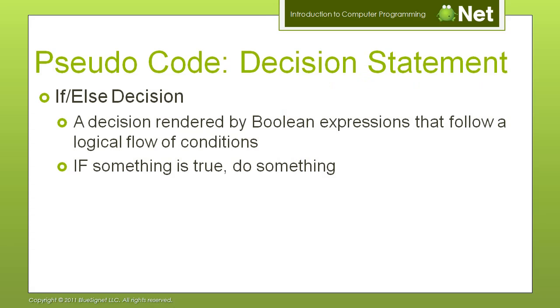Another element of pseudocode is going to be the decision statements. So things like if-else decisions. We went over the if-else in the flowchart, and just in the same way that we did, it's just a decision from a Boolean expression. If this is equal to that. If this is less than that. If something is true, then do something. Else, do something else. Or else, if something else is true, do something else. And so on.